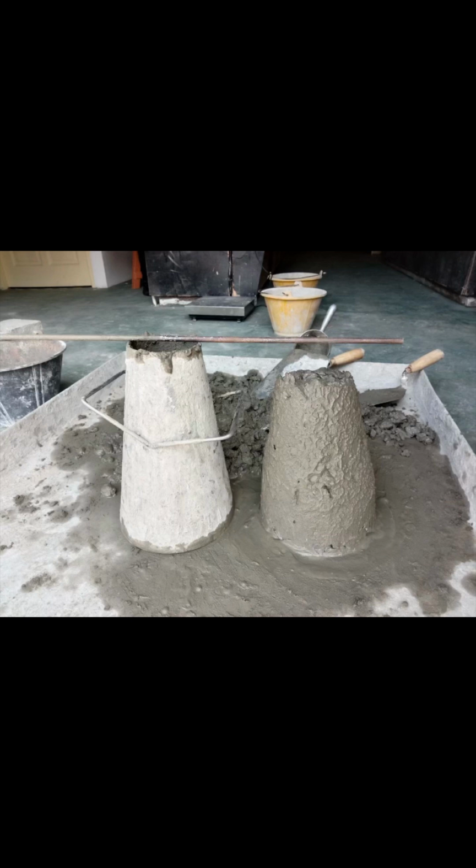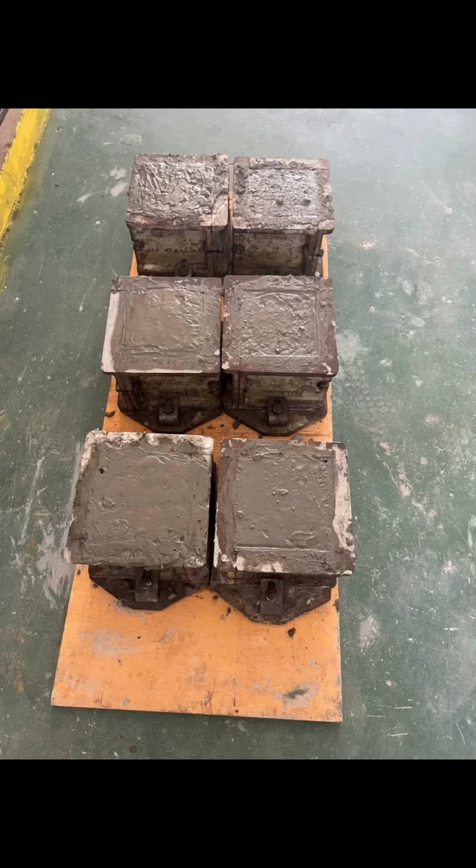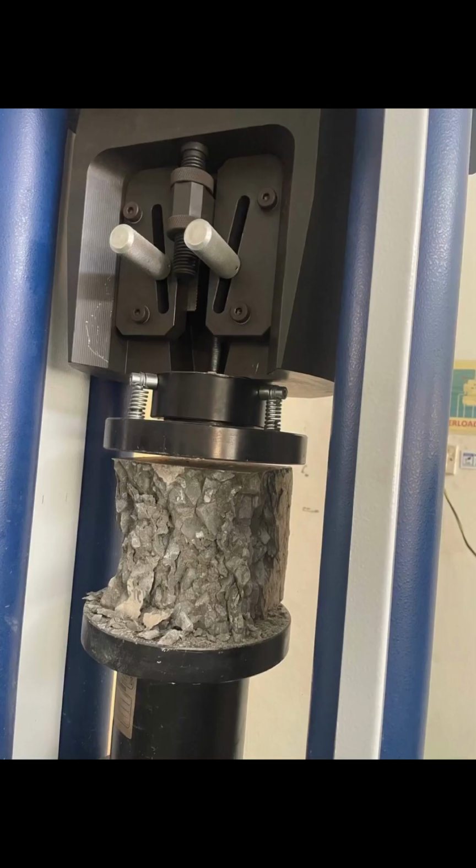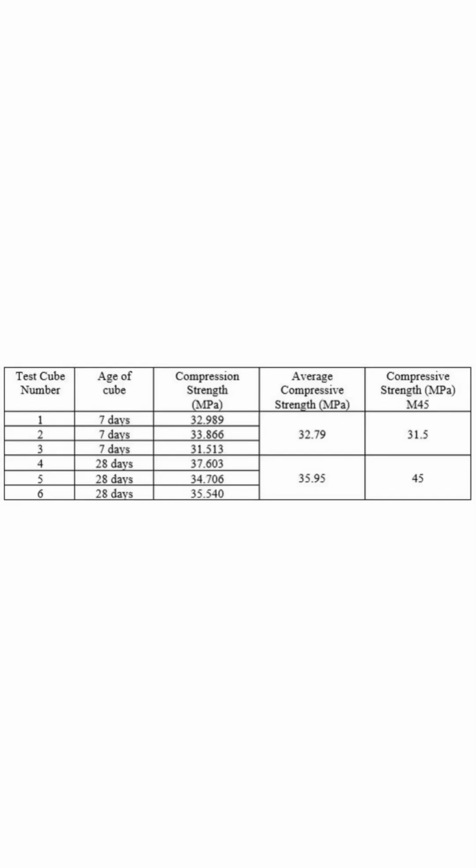Slump test was conducted before pouring the concrete mix into the 150 x 150 mm cube mold. The cubes were left to dry overnight before the curing process for 7 days and 28 days. The compressive strength test was conducted for 7 and 28 days. Here are the results for the test of compressive strength.